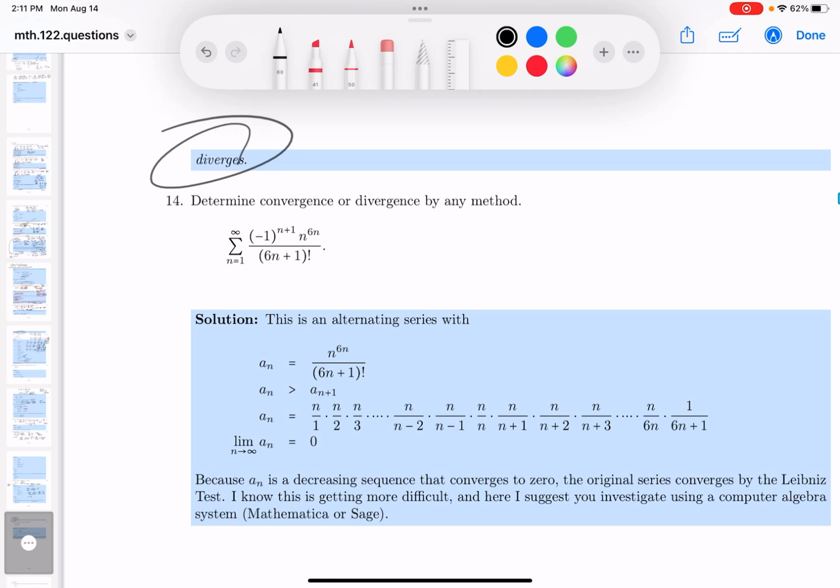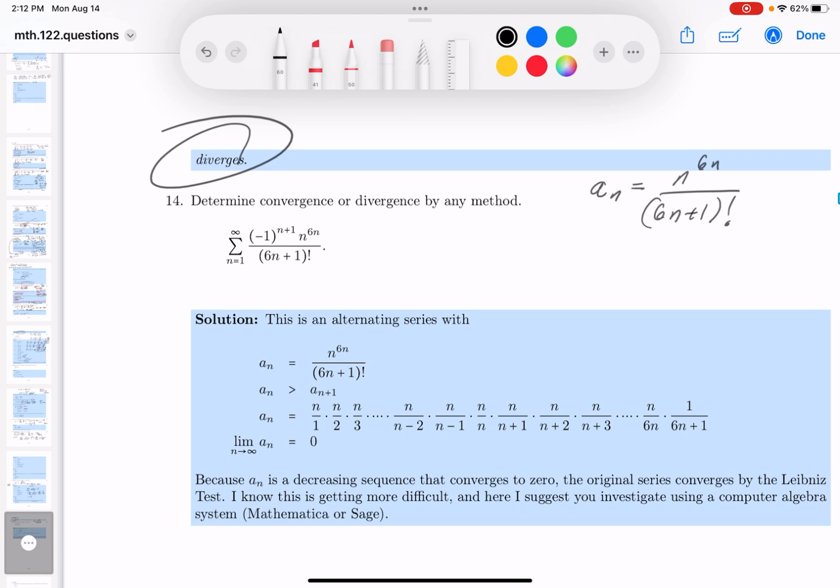Okay, 14, clearly an alternating series. I'm going to use what's called the alternating series test on it, Leibniz's test. The first thing I do is write down what a_n is. It's definitely an alternating series, though. I get n to the 6n, and then I get 6n plus 1 factorial.